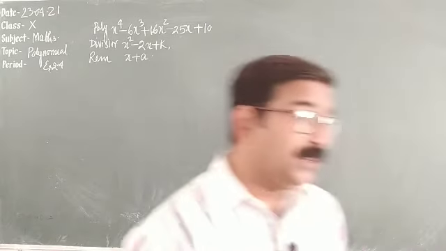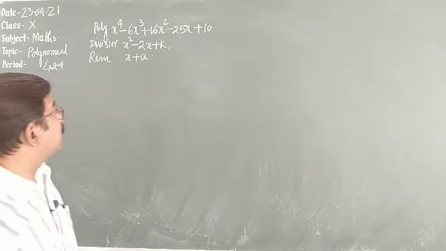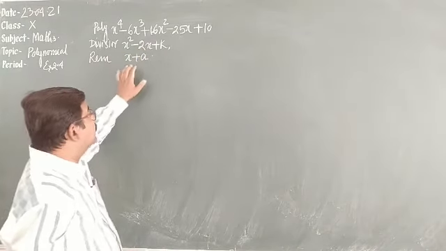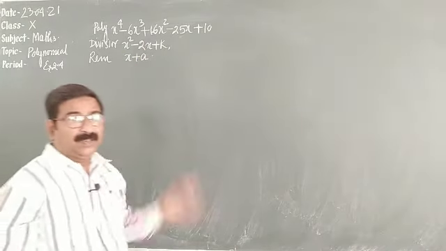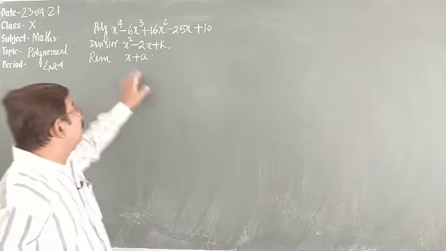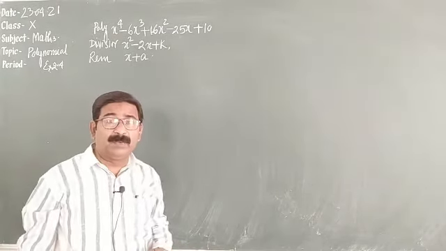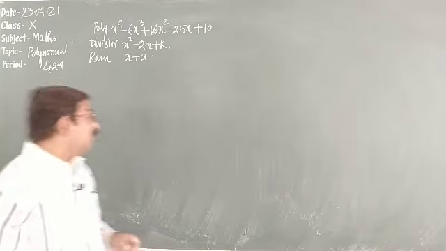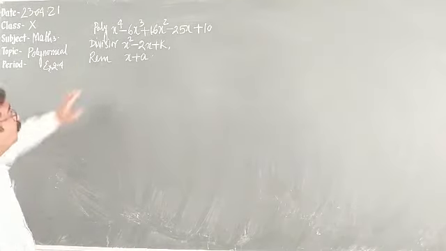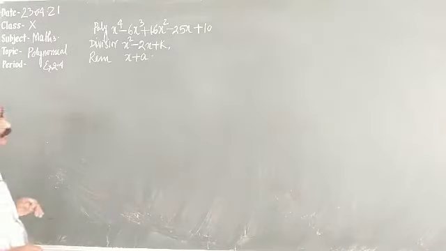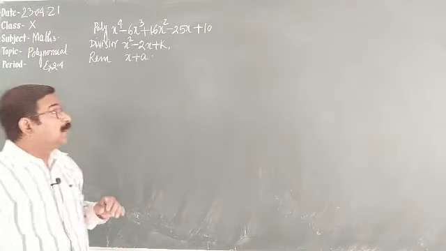See, in this question, if we divide this polynomial by this, we will get some remainder, and we are also given a remainder. So simply we have to compare the remainder to get the answer. Let's see. I am going to divide by long division method. Keep in mind how to divide.